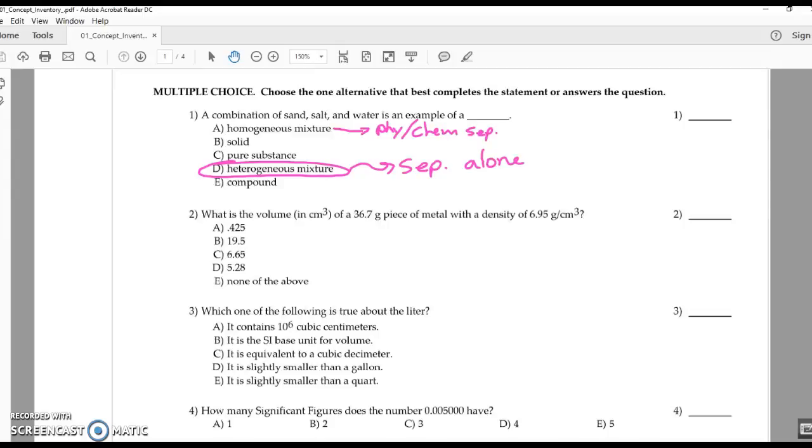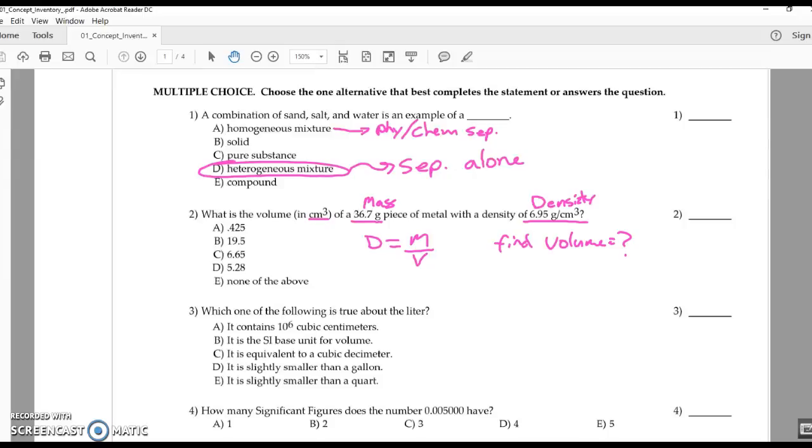Alright, what is the volume in centimeters cubed of 3.67 grams of a piece of metal, given its density? Density is equal to mass divided by volume. We are given mass, and we're given density. Find volume.